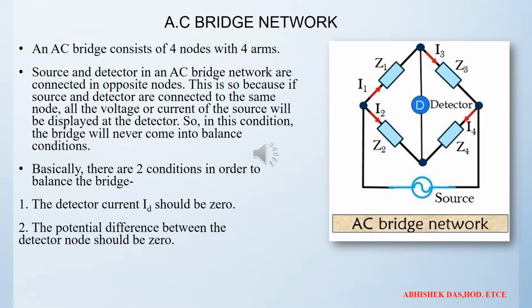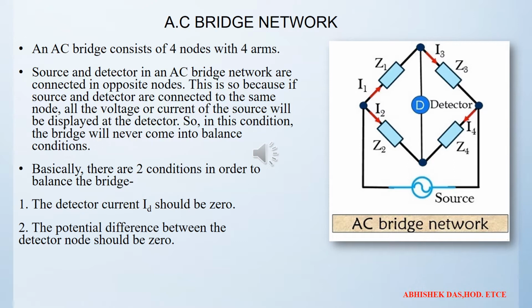Here we can see the AC bridge network. An AC bridge consists of 4 nodes with 4 arms. The source and detector in an AC bridge network are connected at opposite nodes. This is because if the source and detector are connected to the same node, all the voltage or current of the source will be displayed at the detector. So, in this condition, the bridge will never come into the balance condition.